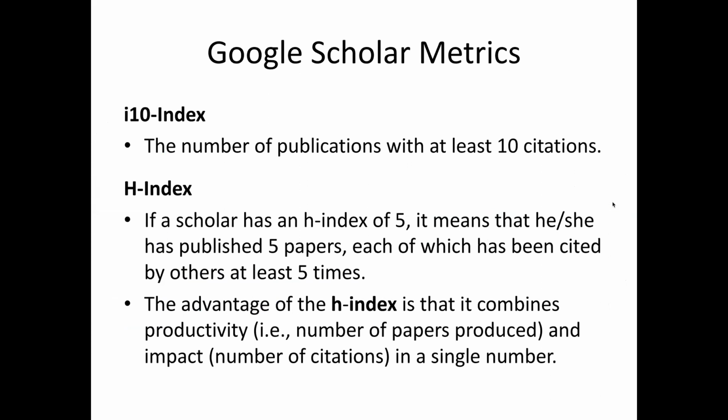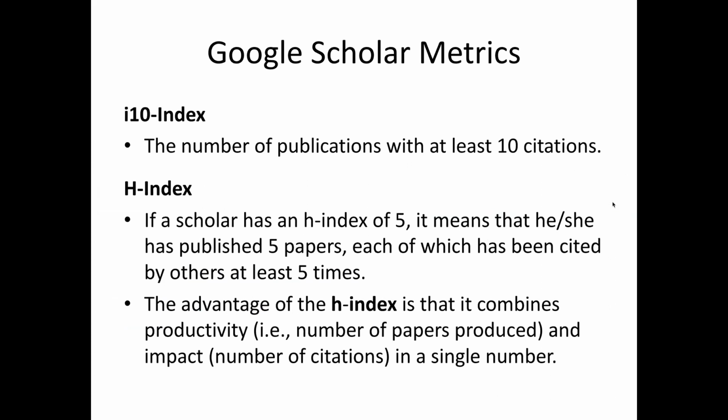The I-10 index is the number of publications, or rather it refers to the number of publications with at least 10 citations. That is the I-10 index. The H index reflects both the number of publications and the number of citations per publication.